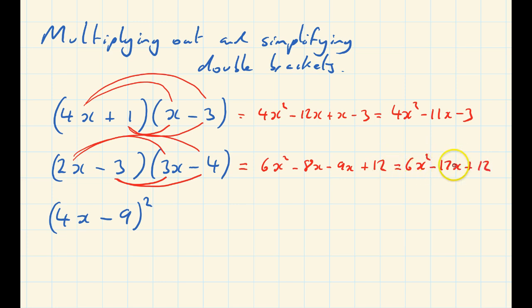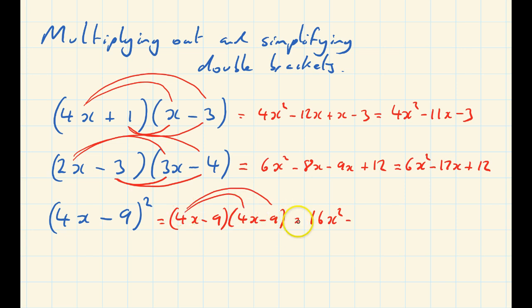This one here, to start off with, I wouldn't just square it, I would say, what does that mean? It means 4x minus 9 times by 4x minus 9, and now I can go through the process. 4x times 4x will give me 16x squared. 4x times minus 9 will give me minus 36x. And then minus 9 times 4x will give me minus 36 more x's. And then minus 9 times minus 9 will give me plus 81. And that will give me 16x squared minus 72x plus 81.